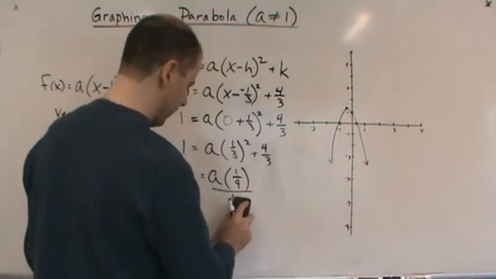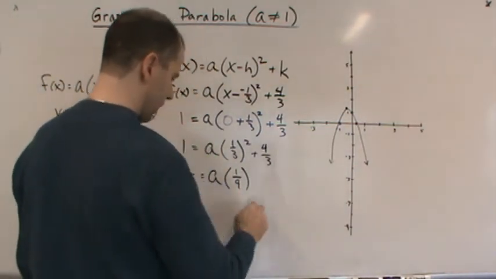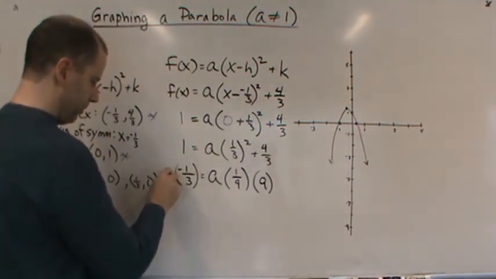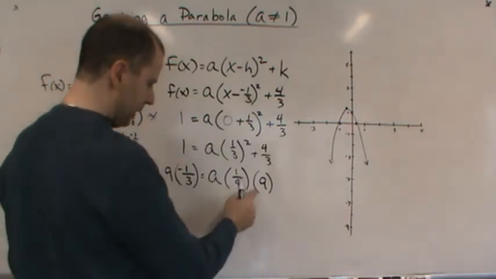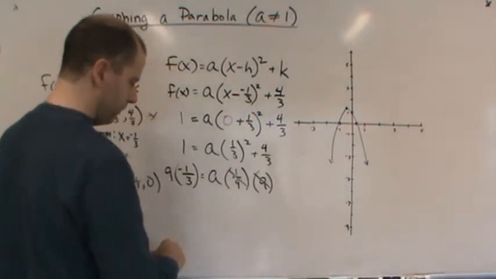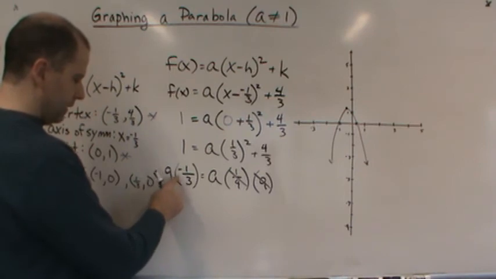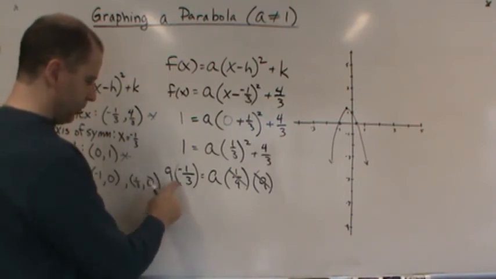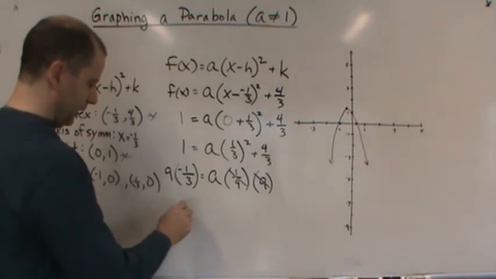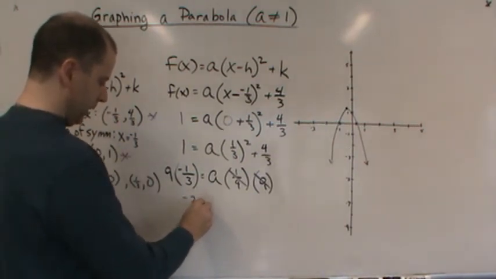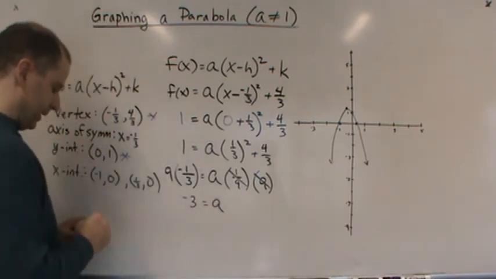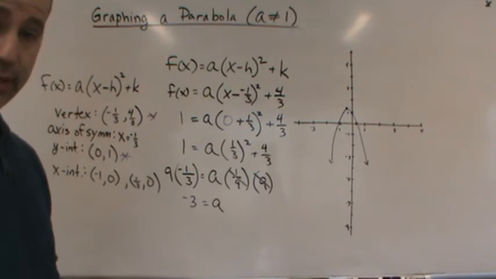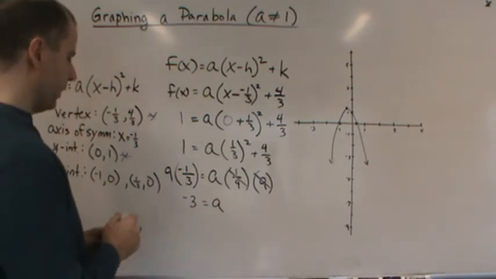Let's do that. Let's multiply both sides by 9. 1/9 times 9 gives me 1, and 9 times negative 1/3 is the same as negative 9 divided by 3, which is equal to negative 3. And look at that: a equals negative 3, which is exactly what we should get, that's what we started with when we did the problem before. So now we're done.